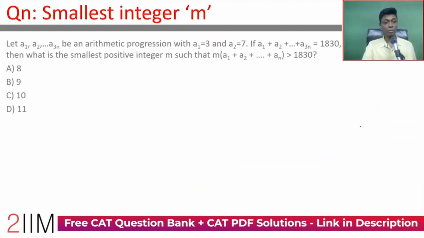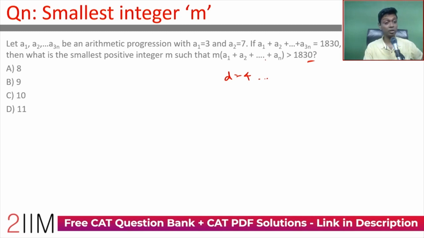You're through. Let a1, a2, a3 till a3n be an arithmetic progression with a1 equal to 3, a2 equal to 7. So the common difference is 4. And then we have a1 plus a2 plus a3 all the way till a3n equal to 1830. What is the smallest positive integer m such that m times a1 plus a2 plus a3 till an is greater than 1830? And we can find n and then simplify and find this.